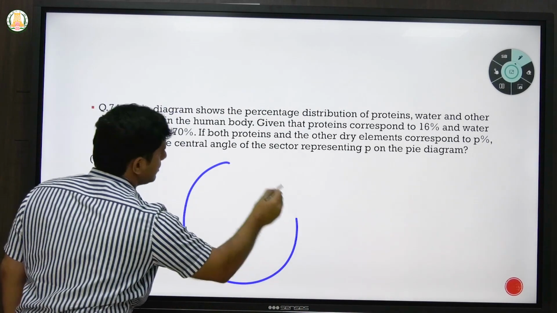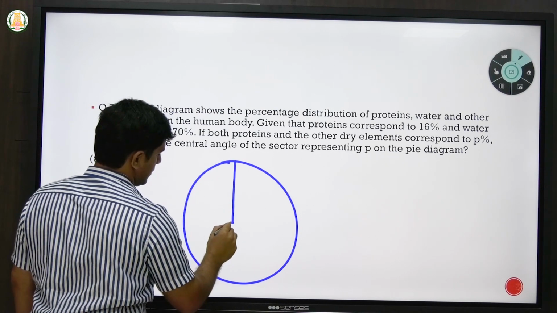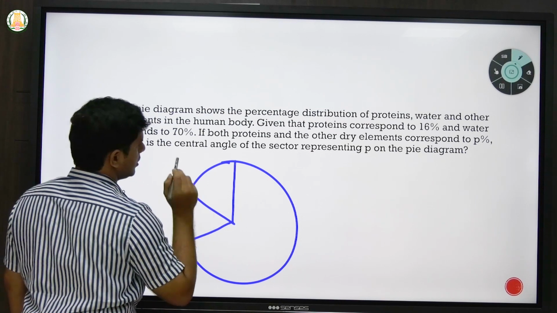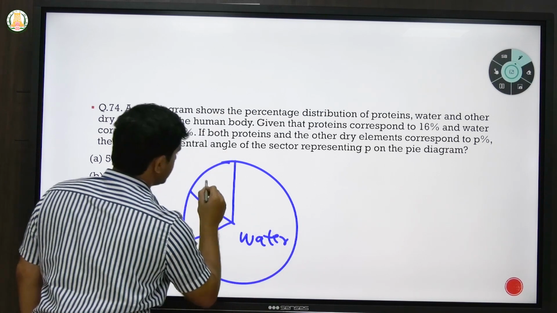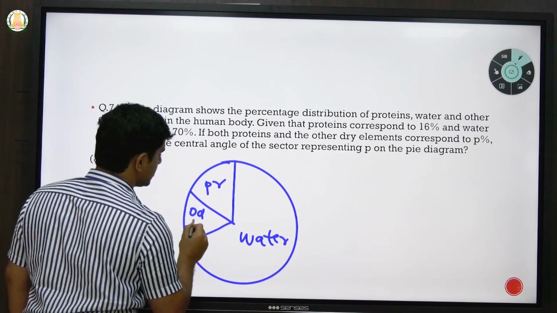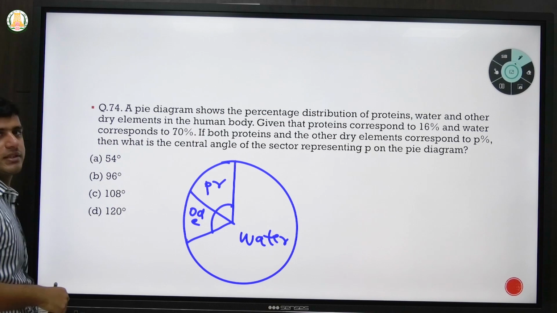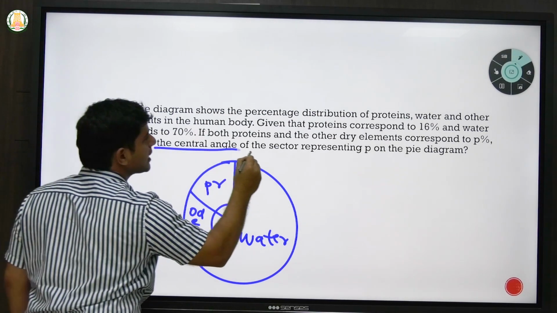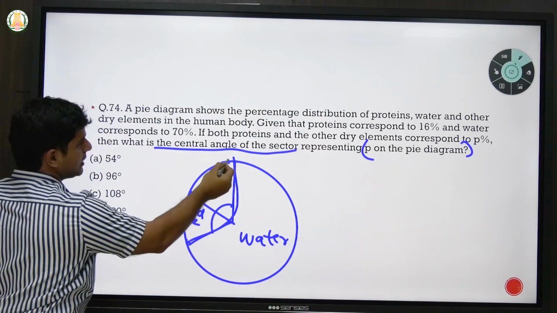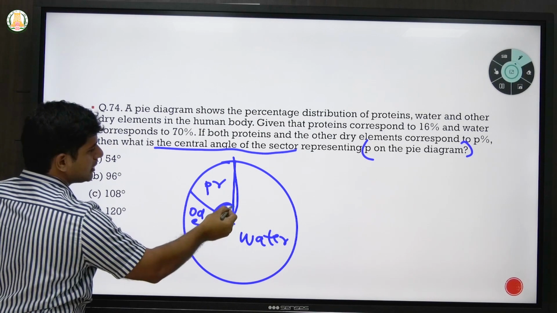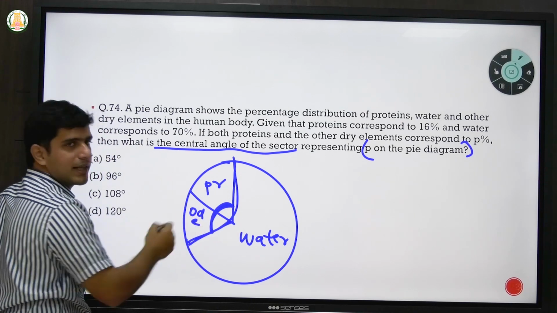Now let's say this is your pie diagram. So let's say this is your water, this is your protein, and this is your other dry elements. Now he's saying, let's say this entire thing is P%. Now what is he asking? What is the central angle of the sector representing P on the pie diagram? So this is the entire P, that is protein plus R. The central angle is this. So this is the angle representing these two together. So he's asking basically how much this angle makes.